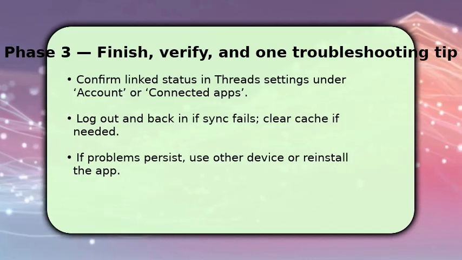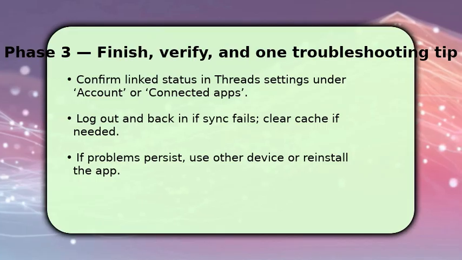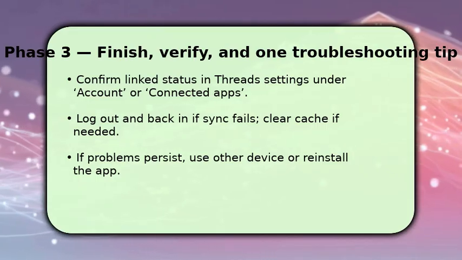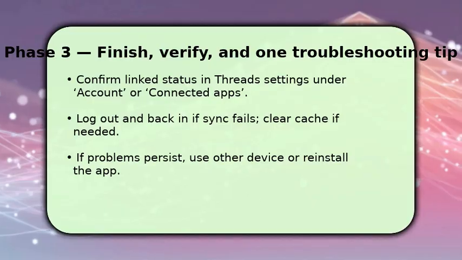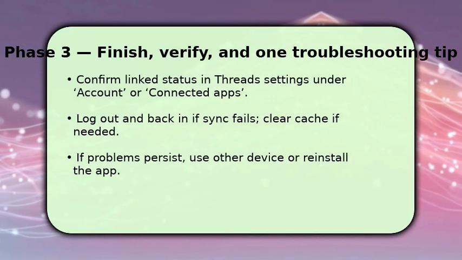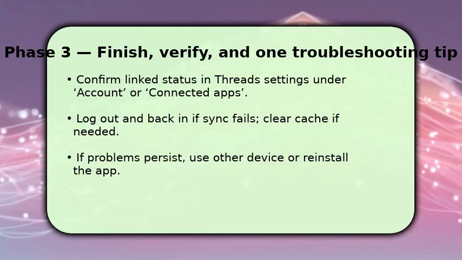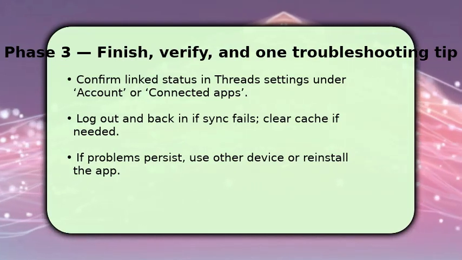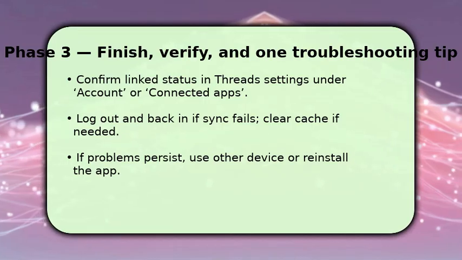If sync doesn't show, log out of both apps and log back in. That forces token refresh. Make sure you clear app cache and restart your device if that fails. If things still go wrong, uninstall and reinstall Threads, or try connecting from another device. This usually resolves stubborn authorization bugs.